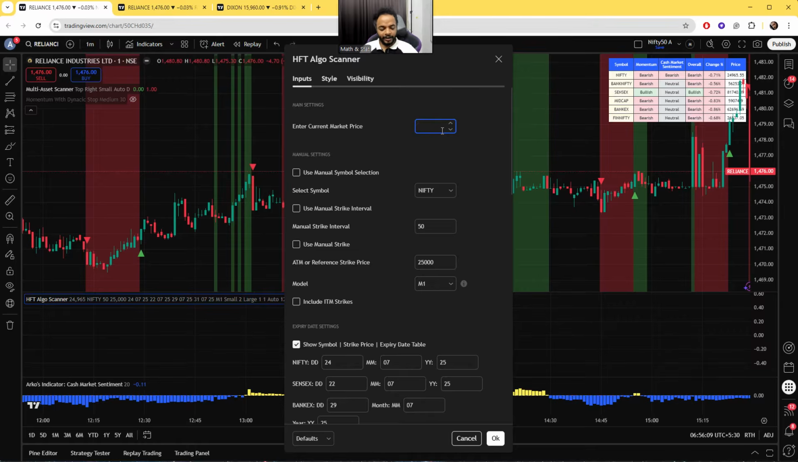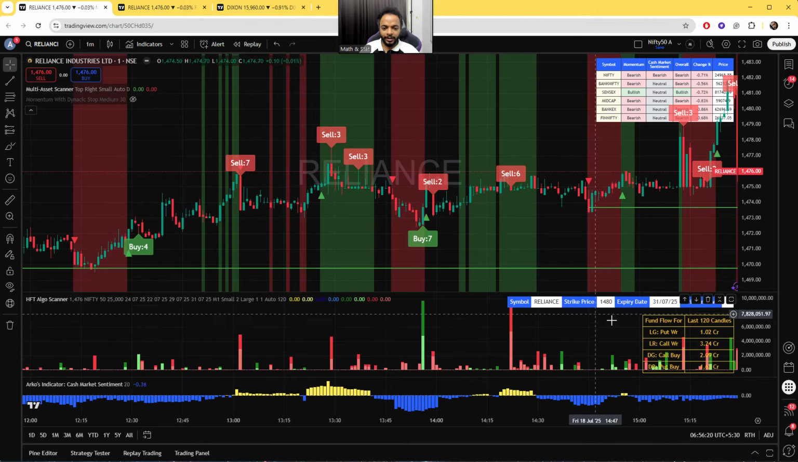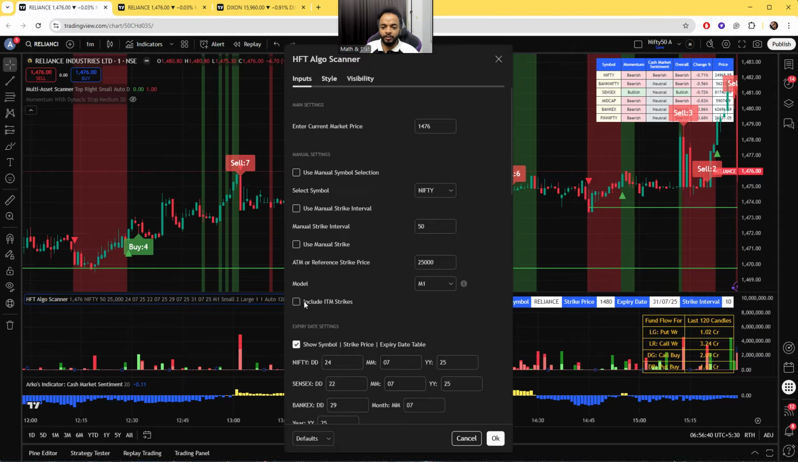Okay, so now if we enter 1476, so 76, it will start working on Reliance, and you can very well see that it will show you clearly here the symbol is Reliance, the strike price is 1480, and the expiry date is also there, and the strike interval is also there. Okay, so 10. So you can match it, whether the strike price or whatever you want is correctly done or not. So that's why we have kept it. But if you don't want it on your screen, you can remove it.